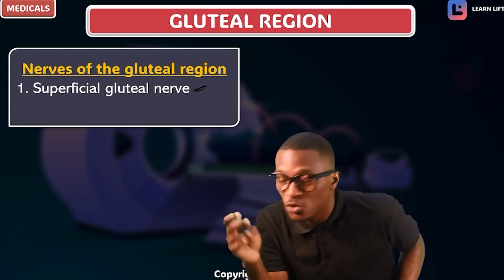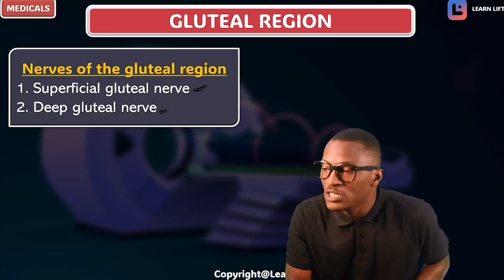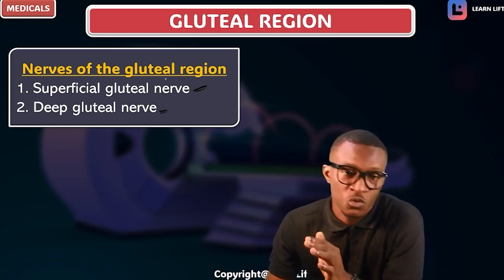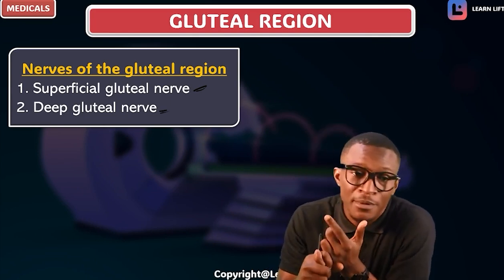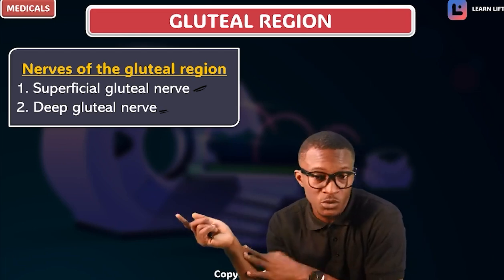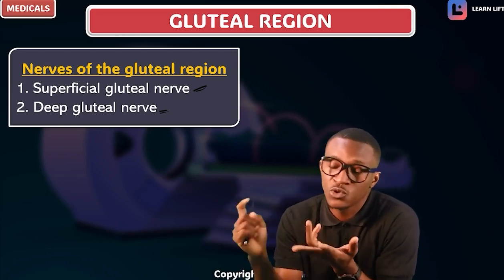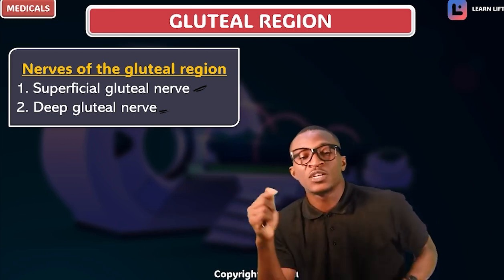What are the nerves of the gluteal region? We have the superficial gluteal nerve. We also have the deep gluteal nerve. Of course, the superficial is going to innervate the superficial muscles. What are the superficial muscles? We'll talk about them. While the deep gluteal nerve will innervate the deep gluteal muscles, which are your piriformis muscle, your obturator internus, superior gemini, inferior gemini, and your quadratus femoris muscle.